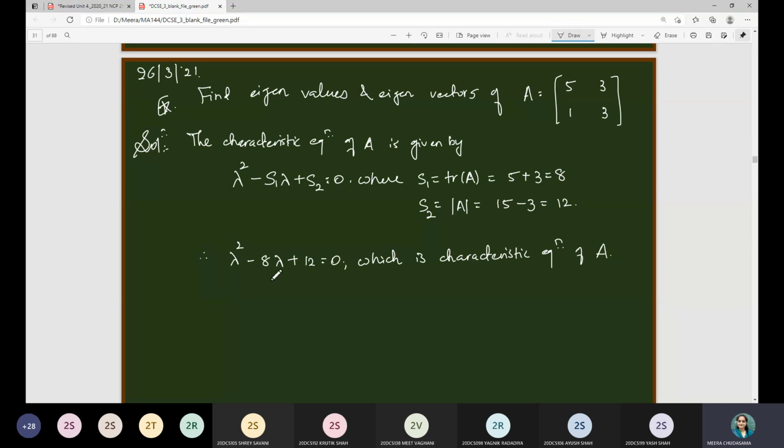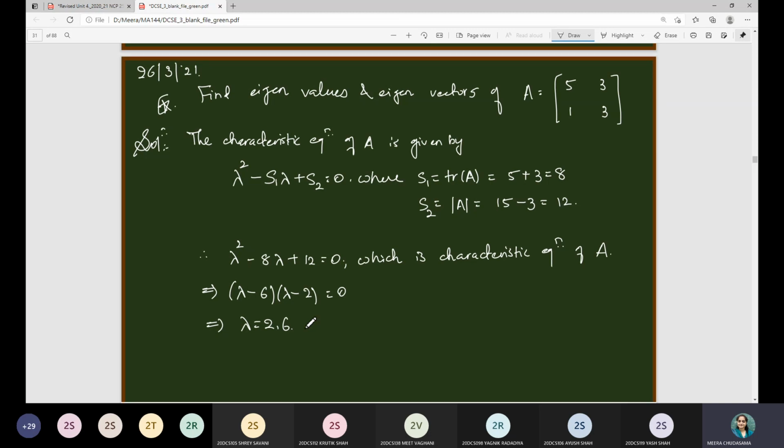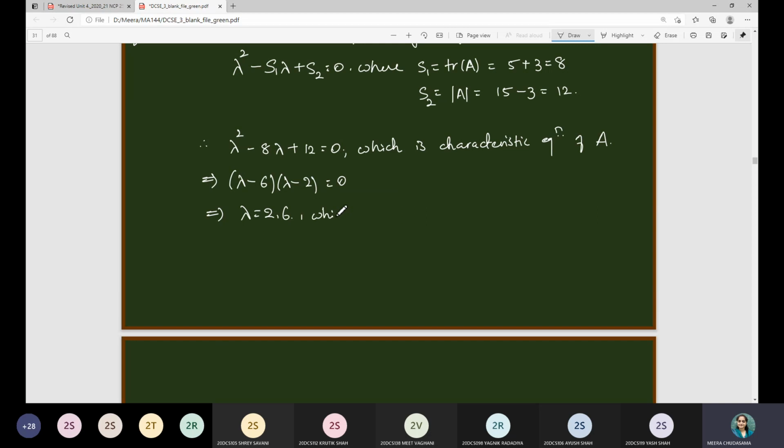Now when we find its roots, they are called the eigenvalues. You can see that 12 can be decomposed as 6 and 2, such that their sum is 8. So the two factors of this equation will be lambda minus 6, lambda minus 2 is equal to 0, and hence lambda is equal to 2, 6, meaning we have two distinct eigenvalues of matrix A, which are the eigenvalues of A.